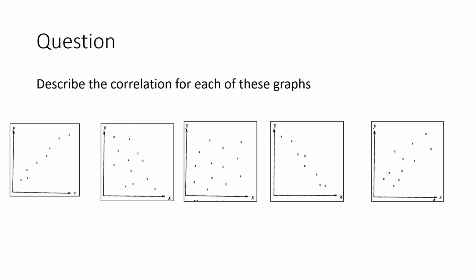Now, I would like you to answer these questions. Describe the correlation of each of these graphs. Okay, so here I would say it's a strong positive. Here I would say it's a weak negative. I'd say there's no correlation here. This is a strong negative. And this is a weak positive.